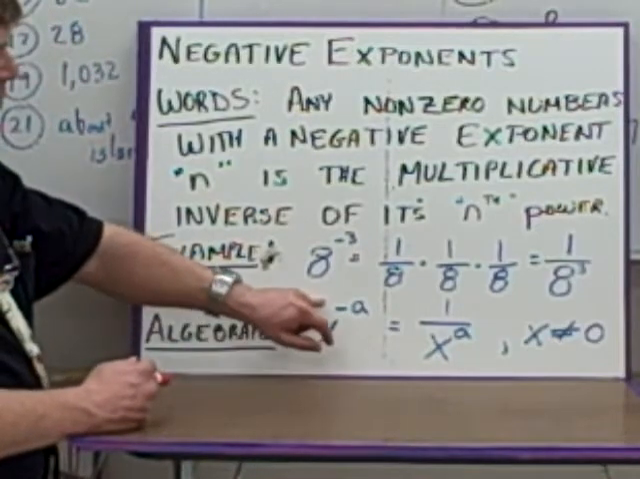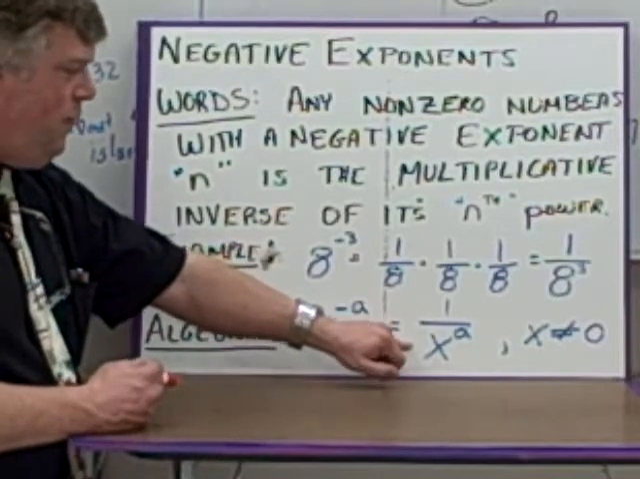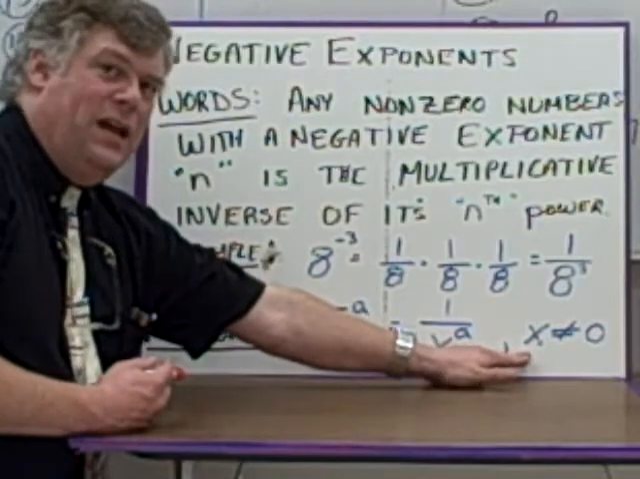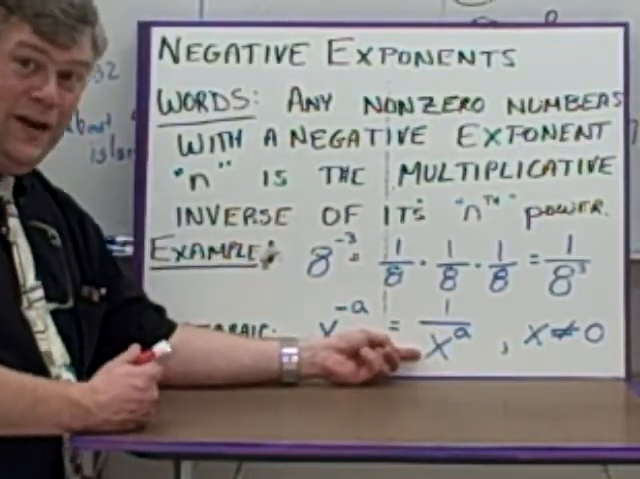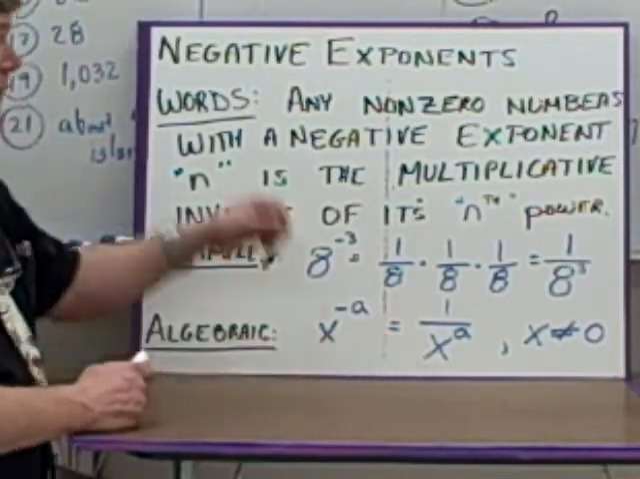So x to the negative a, algebraically, would be 1 over x to the positive a, where x is not equal to 0. If x was equal to 0, you'd be dividing by 0, and you can't do that. That is undefined.